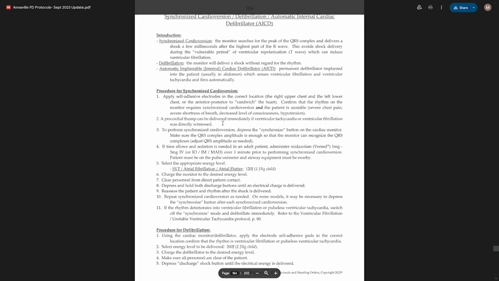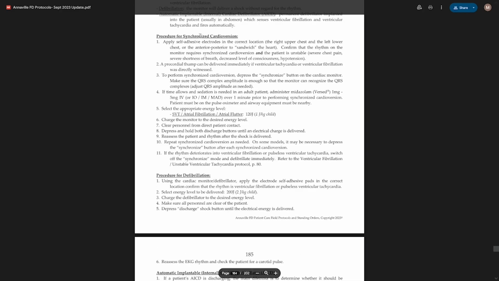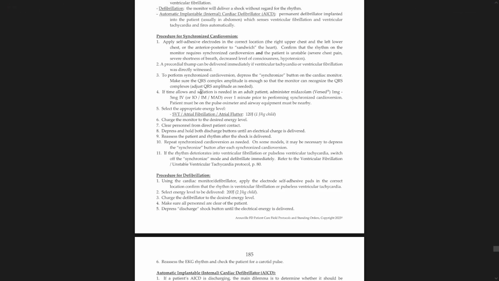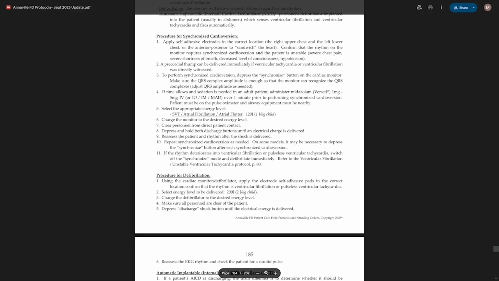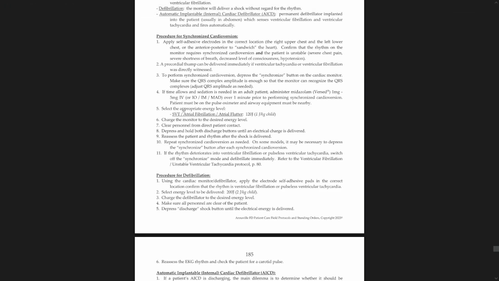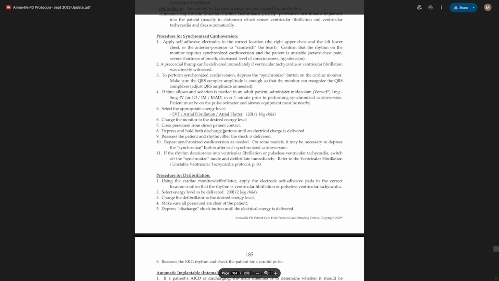For the procedure for synchronized cardioversion, you apply the pads correctly and press the synchronized button. If you need to, you can sedate a patient using 1 to 5 milligrams via IV, IO, IM, or mucosal atomizer device 1 minute beforehand, as long as it's appropriate. Select the appropriate energy level. For SVT, atrial fibrillation, or atrial flutter, you do 120 joules or 1 joule per kilogram. Charge it and depress the button after making sure no one is making contact.